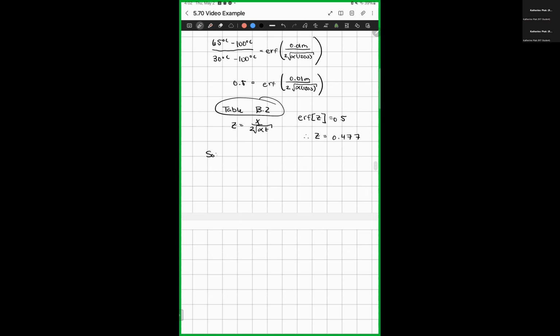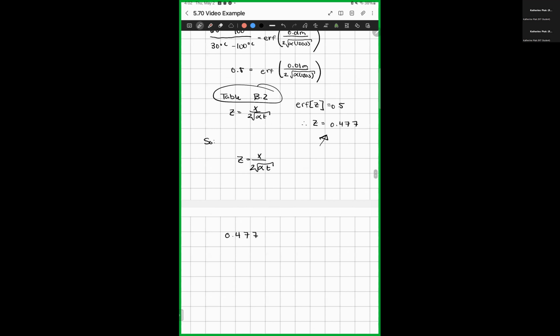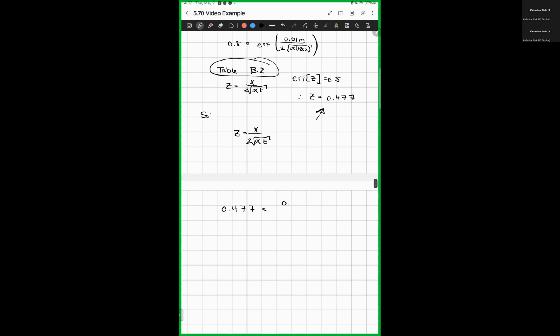So from this, we know that, again, Z equals x over the square root of 4 alpha t. So we know that 0.477, that value that we just got from the B.2 table, equals 0.01 meters over the square root of 4 alpha times 120 seconds. And then if we rearrange that, we get that alpha equals 0.196 times 10 to the negative 6 meters squared per second.